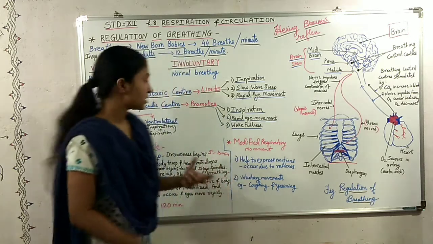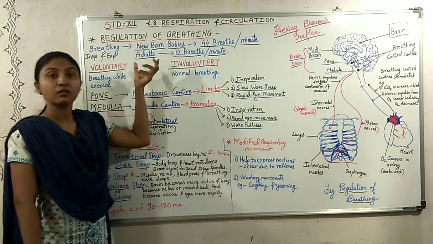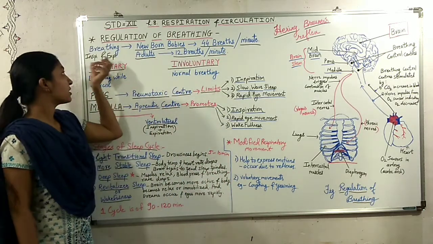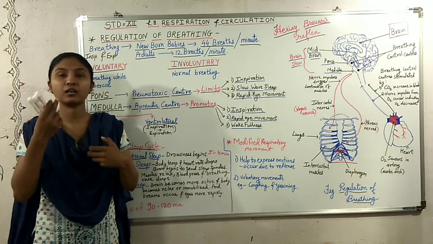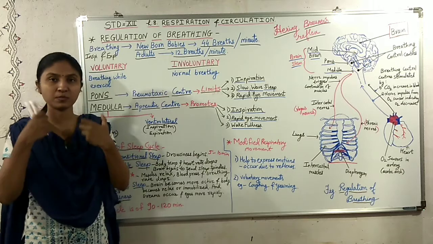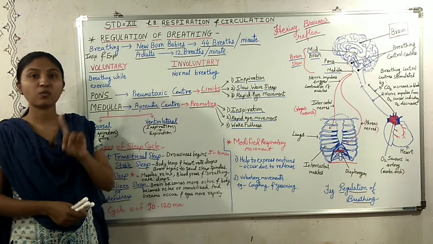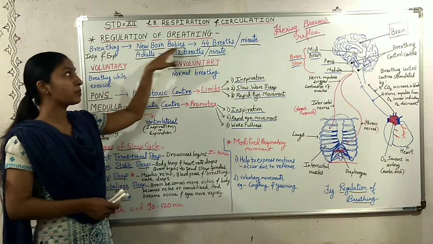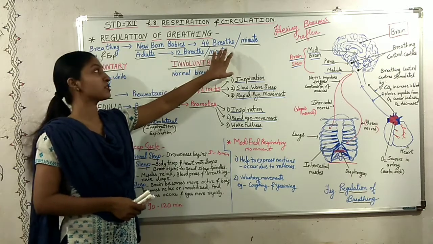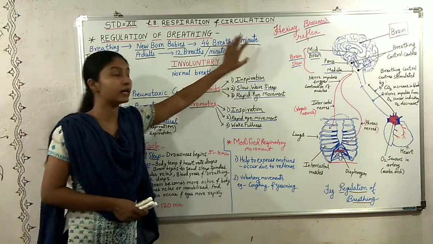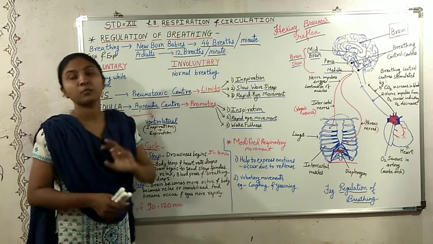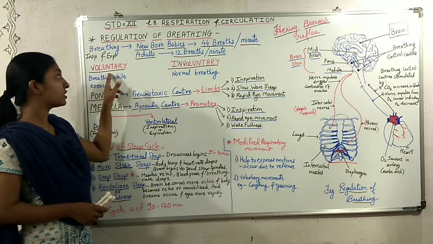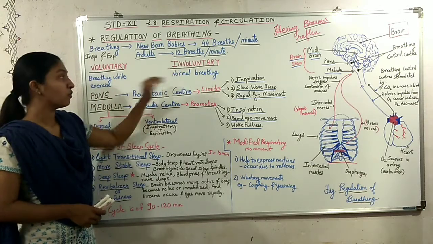So far, we have seen that breathing is of two types: inspiration and expiration. Inspiration and expiration of the same air which is being inhaled is called one breath. In newborn babies, the rate of respiration is about 44 breaths per minute, and in adults it is 12 breaths per minute. Breathing is of two types: voluntary and involuntary.